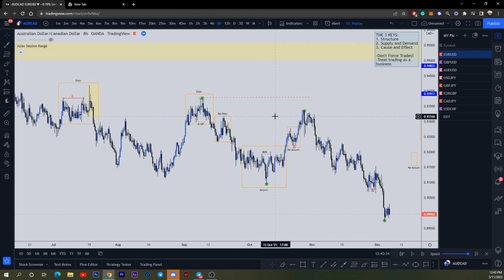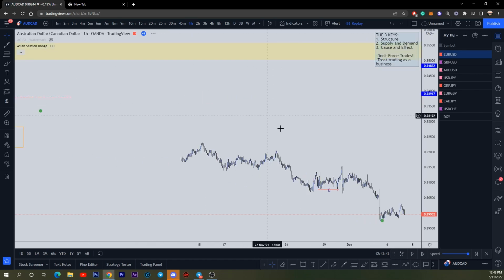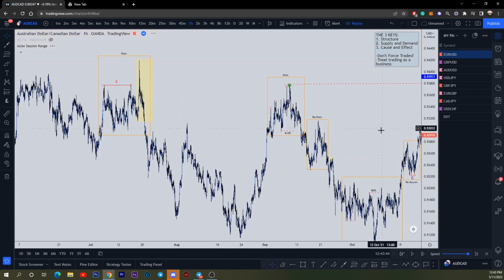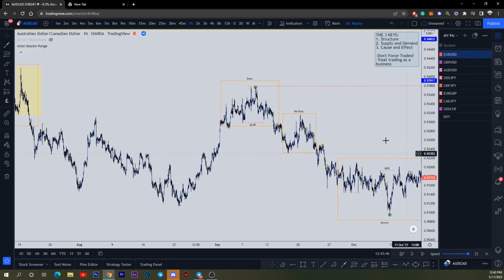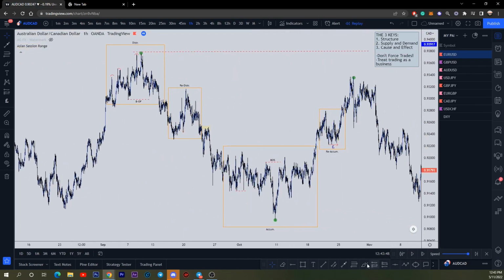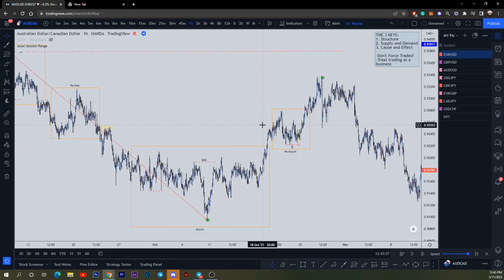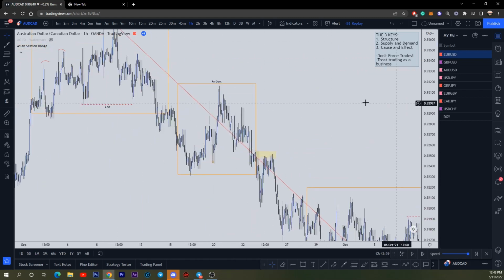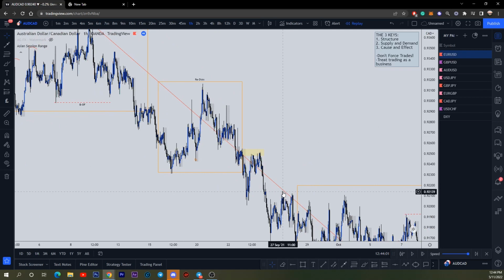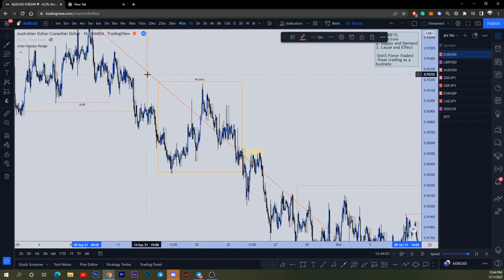Now we're on AUD CAD, and I'm going to show you another example of this and how to not get caught up in weak structure. Looking at this market, this is our main structure towards the downside. Let's say this is our strong structure. We are bearish. The strong structure is bearish. Now let's zoom into the market and see what we see. As the market is going down, let me delete this arrow so it doesn't get in the way.